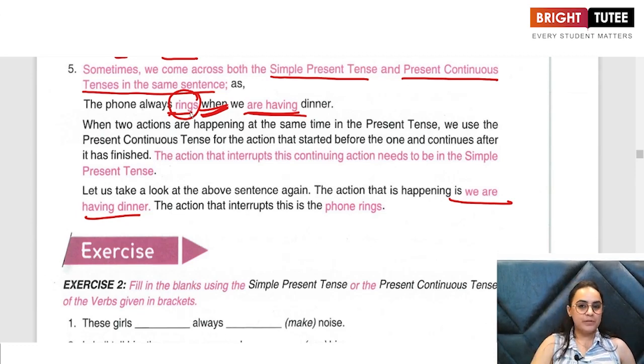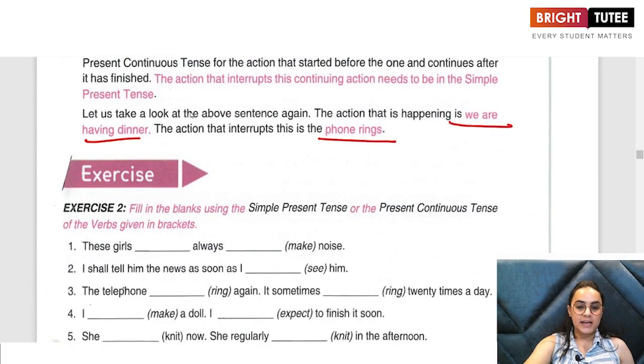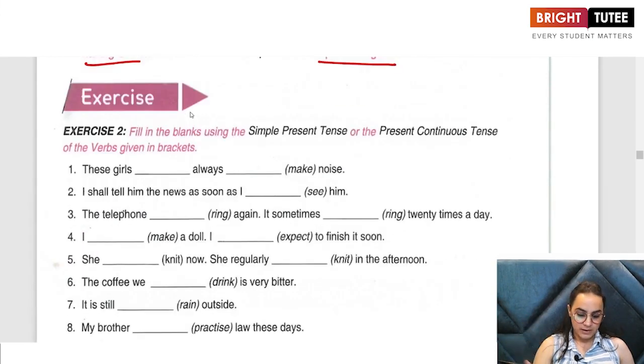In this example that we've read, the phone always rings when we are having dinner. What was the action in progress? We are having dinner. And what interrupted our having dinner? The phone ring. So that is something which is to be written in the simple present tense, and we are having dinner is the present continuous tense. Alright? So now let us look at the exercises so that we can learn about it better.